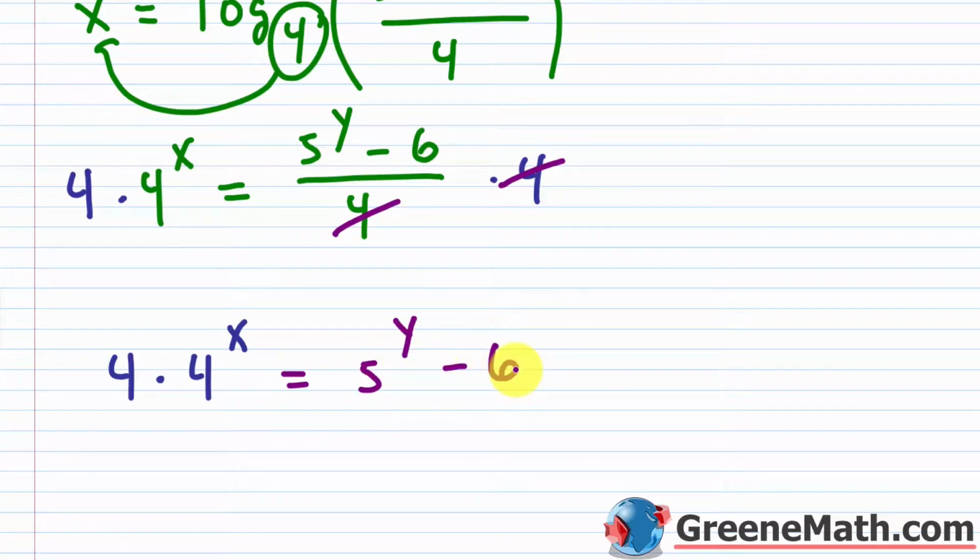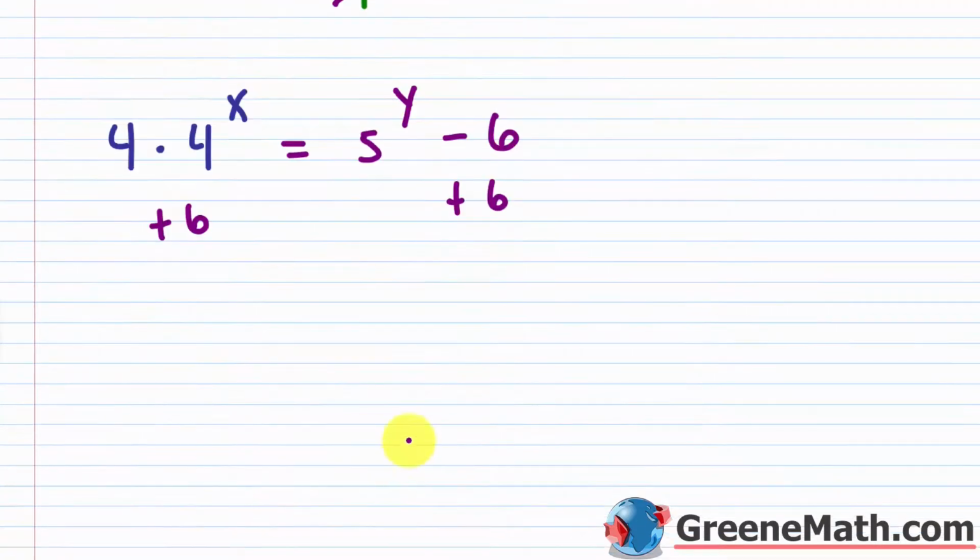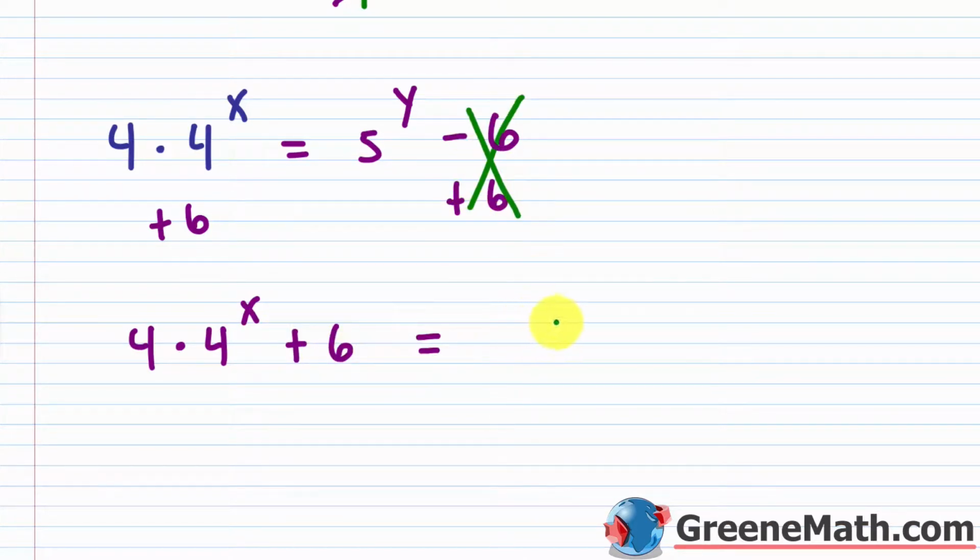And then basically what I want to do now is add 6 to both sides of the equation. Let me scroll down a little bit more. And so from here, I'm going to have 4 times my 4 raised to the power of x, and then plus my 6. And this equals, over here, this is going to cancel. I have 5, and I'll write this over here, 5 to the power of y.